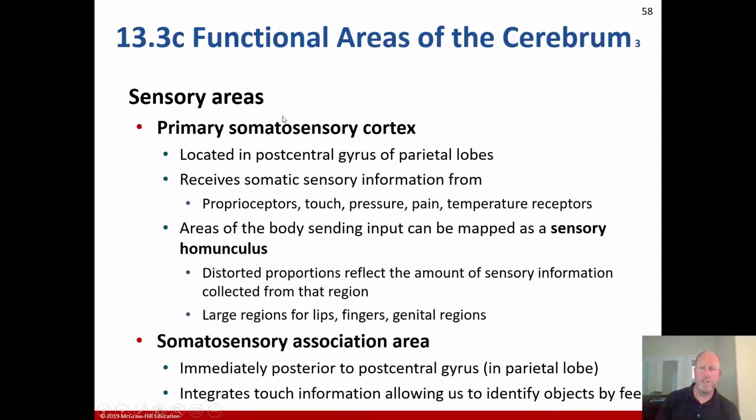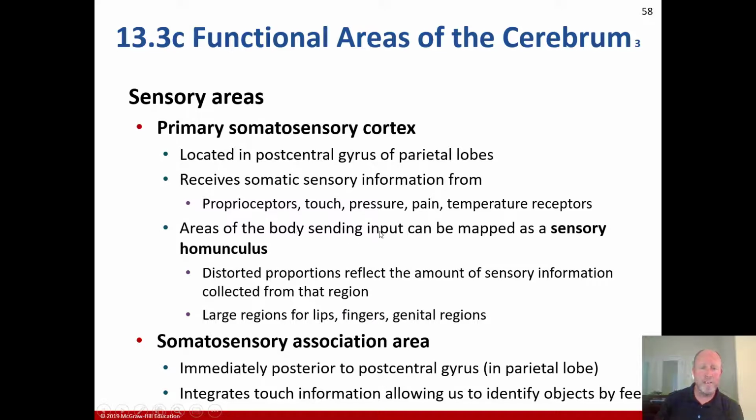Now our sensory areas, the cerebrum here, our primary somatosensory cortex is located in the postcentral gyrus of the parietal lobes. It receives somatic sensory information from the proprioceptors, touch, pressure, pain, temperature receptors, all of those, getting basically sensory information or afferent information coming to them, right? To the cortex here for integration, for determining what to do.